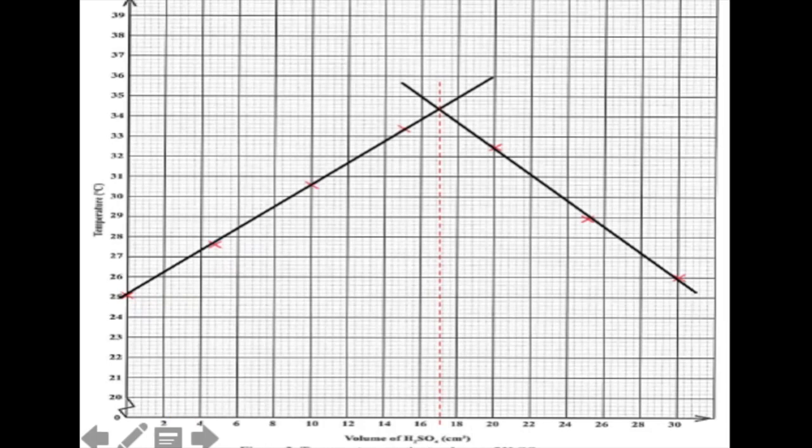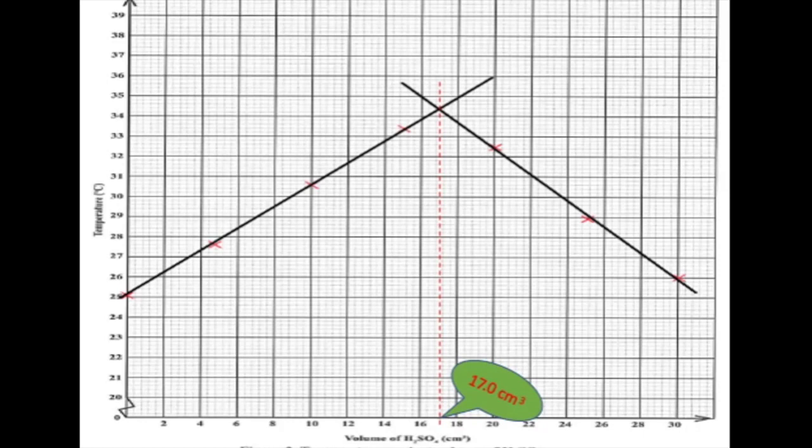And then the reading there is 17 cm³, and we're going to hold on to this value. This value is very important. It means that when we would have added 17 cm³ of the acid, we would have reached our endpoint. That is very important because we're going to use this value to help in our other calculations that are coming up.